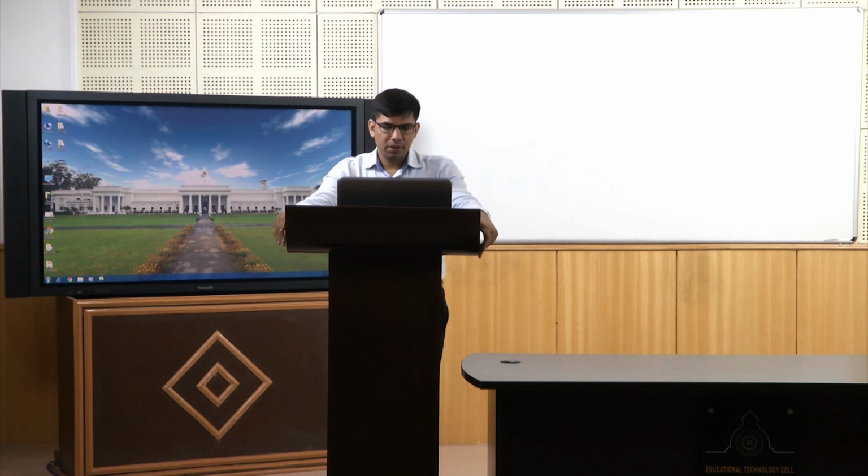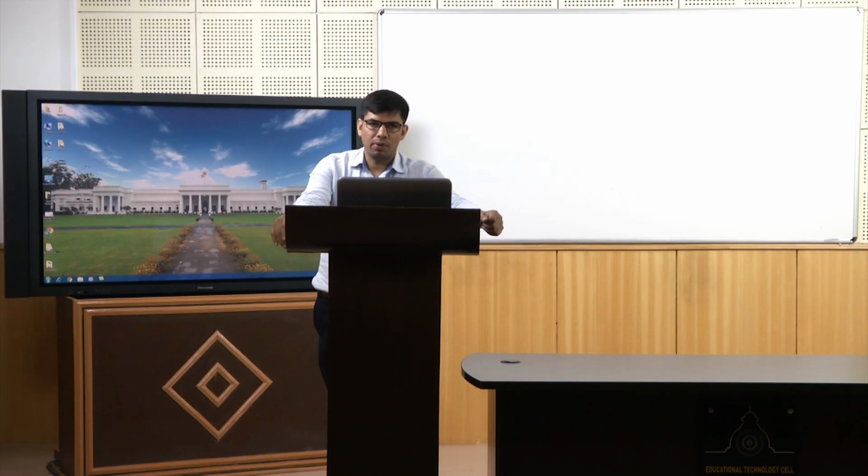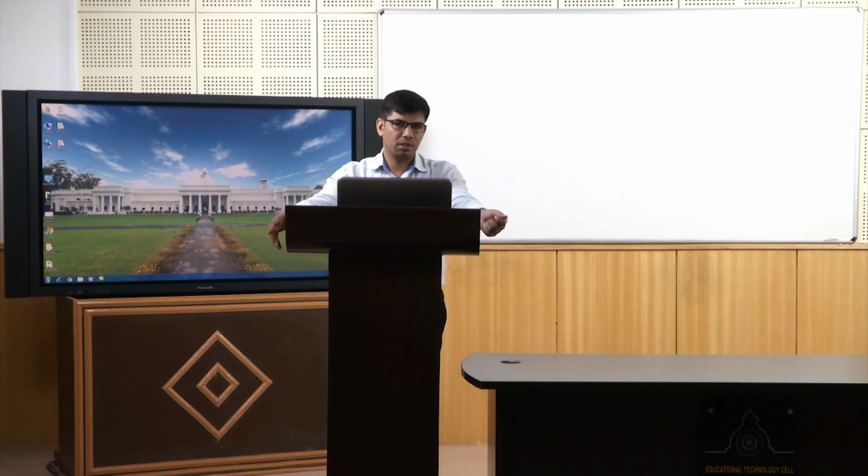Now a few more reasons, another one being multicollinearity. We touched upon multicollinearity in previous lectures as well, and we will do the same again in coming lectures. So what is multicollinearity? Briefly, this is about two or more predictors sharing the same linear relationship with the outcome variable of interest, right.